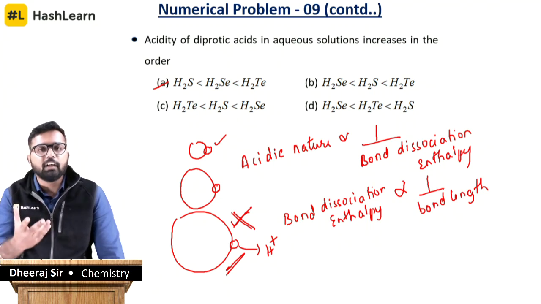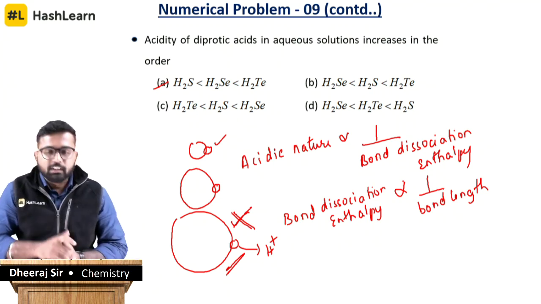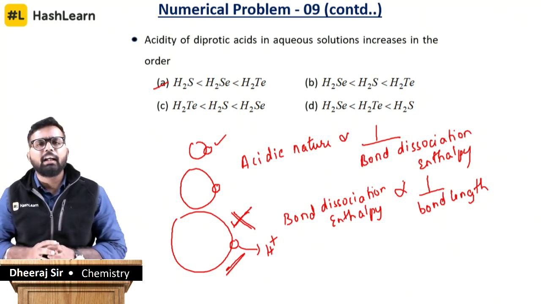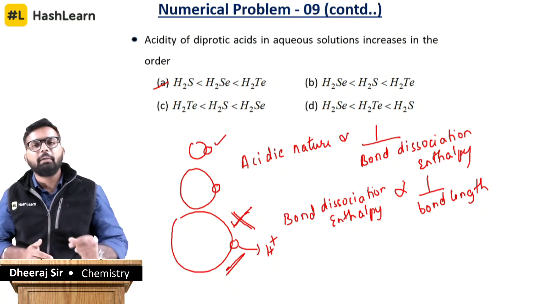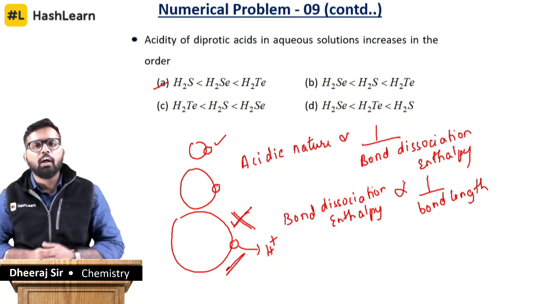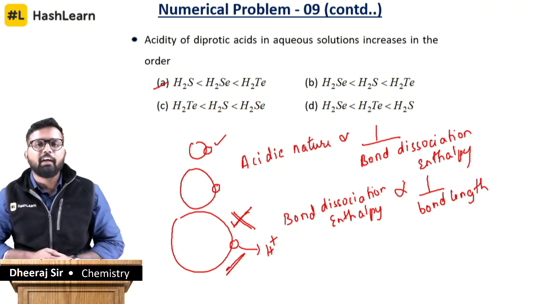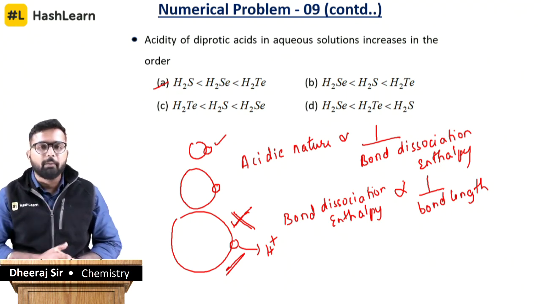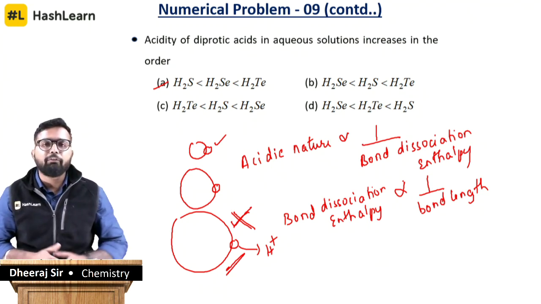Imagine I have H2S, hydrogen sulfide. When will hydrogen sulfide act as an acid? When I have H plus available. That can be done by dissolving it in water or a polar solvent and releasing two H pluses and a sulfide anion, S2 minus. This is one way.